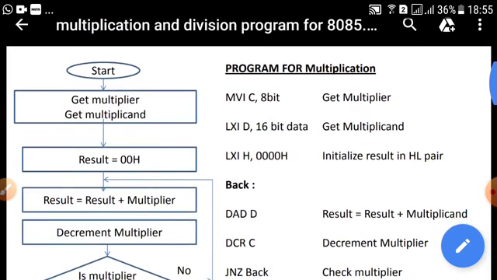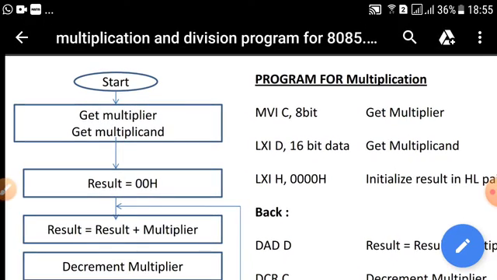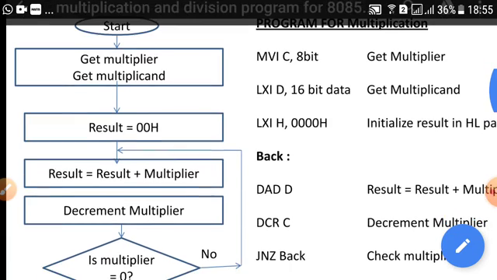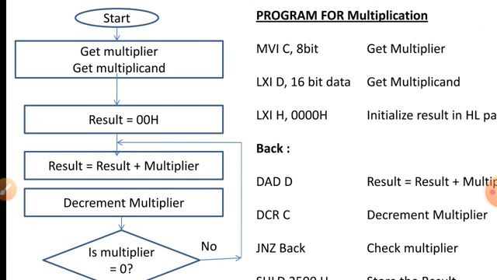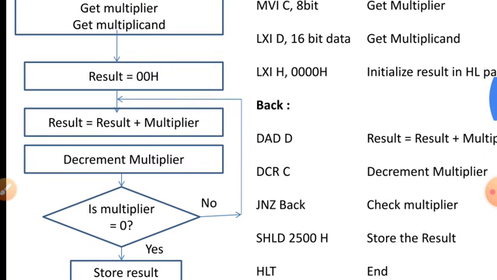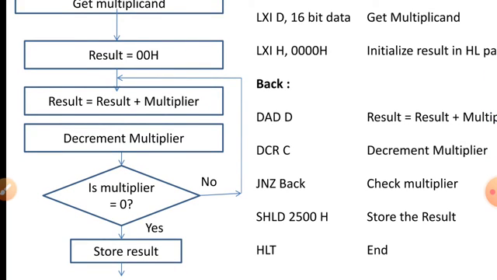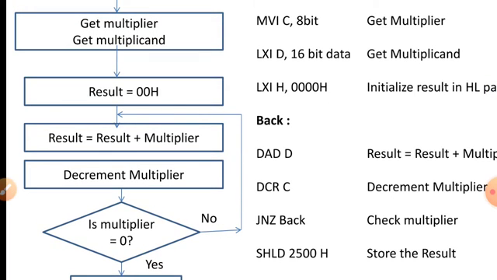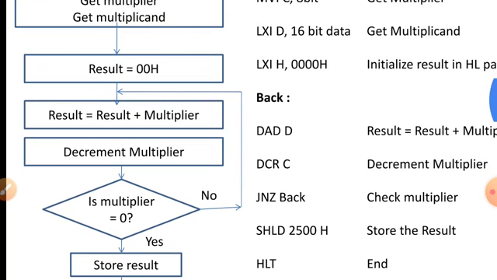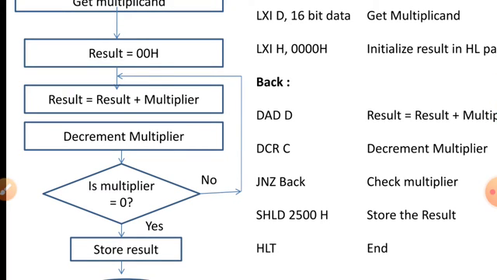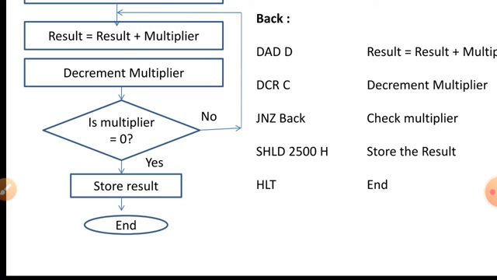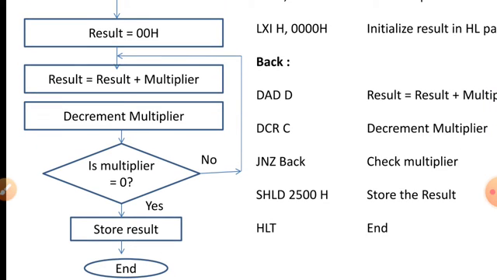So first of all, we will discuss the flowchart of multiplication. We start and find out the multiplier value and the multiplicand value, and we initialize the result, wherever we are going to store it, to 0 0. Then we will add the multiplicand with the result. Actually it is not the multiplier, it should be the multiplicand. Then we have to decrement the multiplier, and if the multiplier becomes 0, we will store the result. We repeat this loop till the multiplier becomes 0. If it is not 0, we will again do the same process.